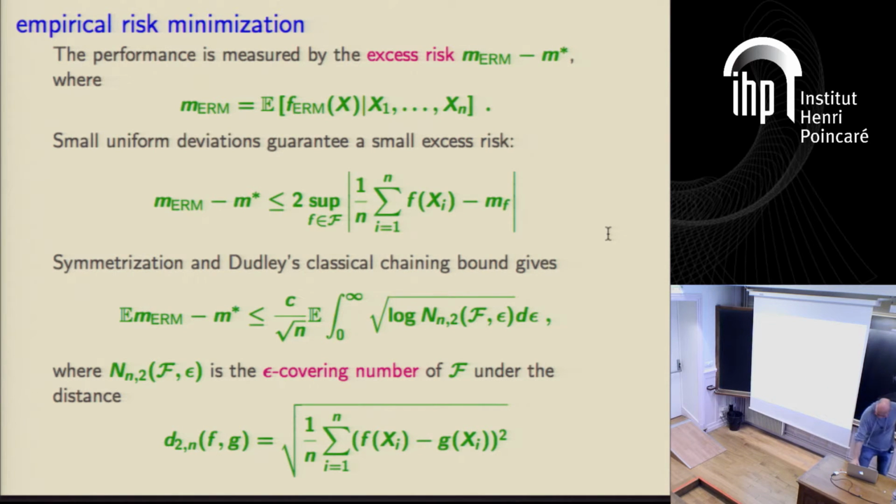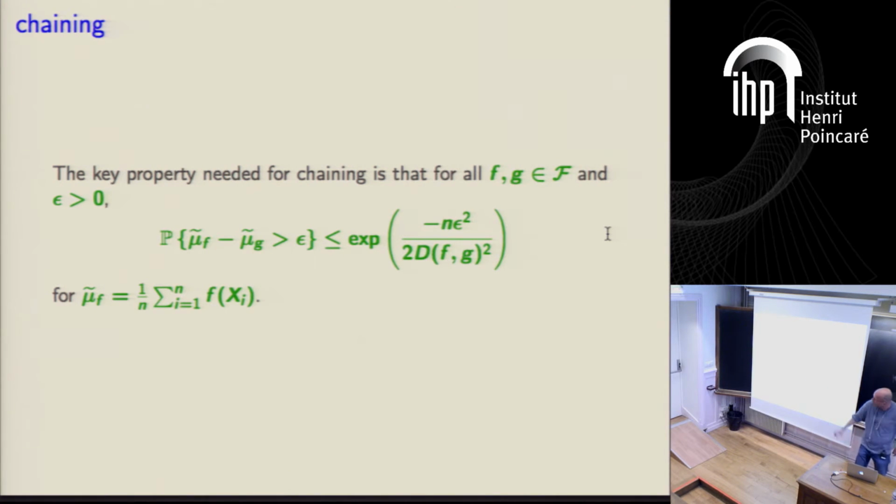Now for Dudley's chaining method to work, this is what you need. The probability that the estimated risks of f and g, these two candidates, differ by more than epsilon should have this sub-Gaussian form. It should be less than e to the minus n epsilon squared divided by the distance between f and g. If you have this, then you can use chaining, and then you can get a bound.